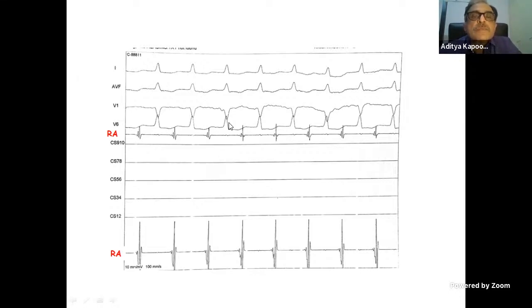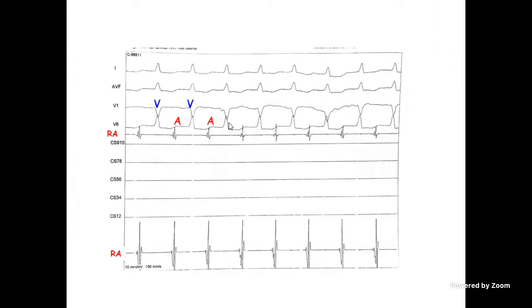So each V seems to be followed by an A, right? Where is the A? Is it lined up with the QRS or is it outside the QRS? So the question here is, we should ask a simple question: is this a typical AV nodal reentry tachycardia? Yes or no?